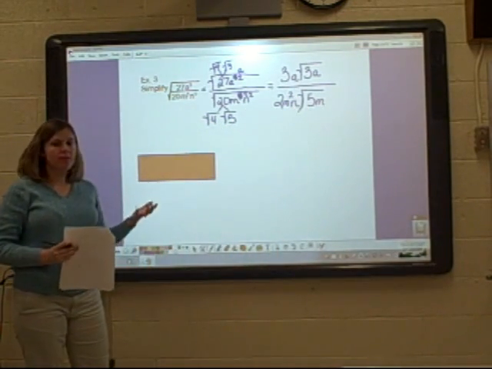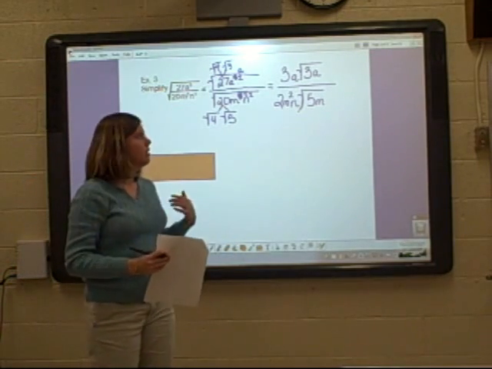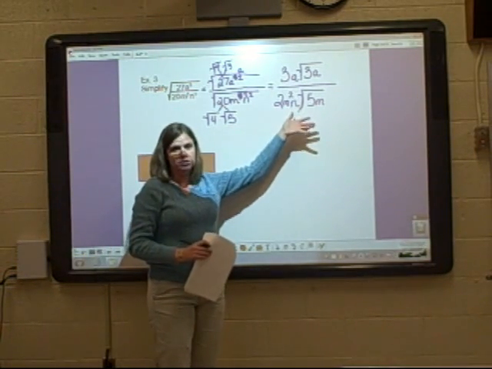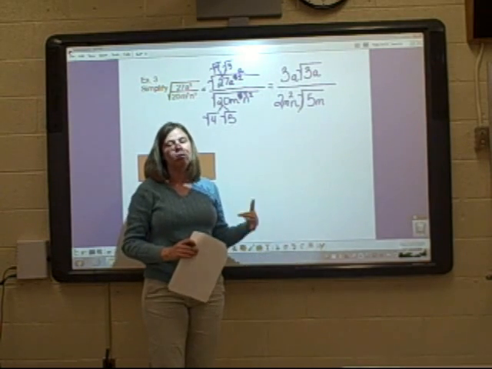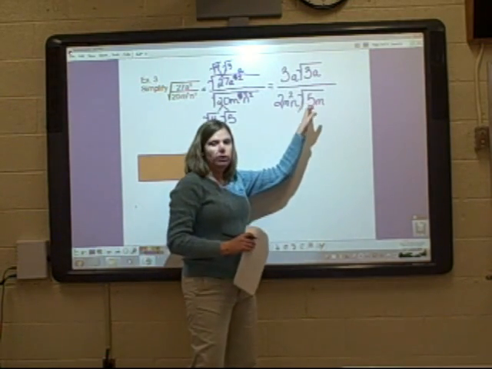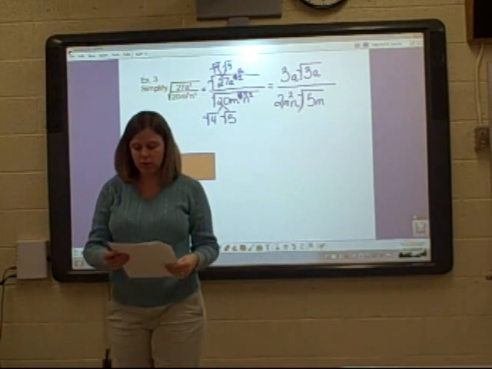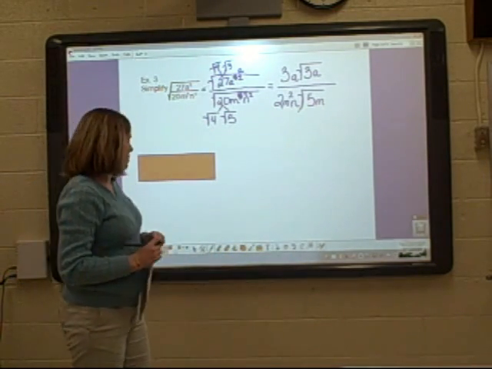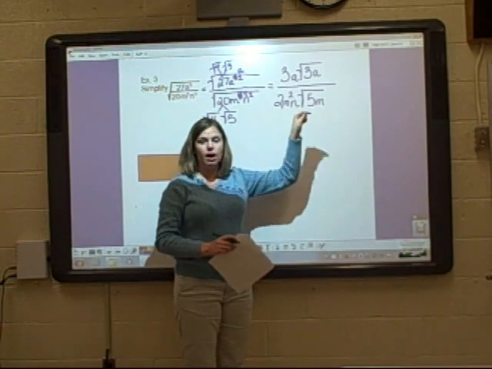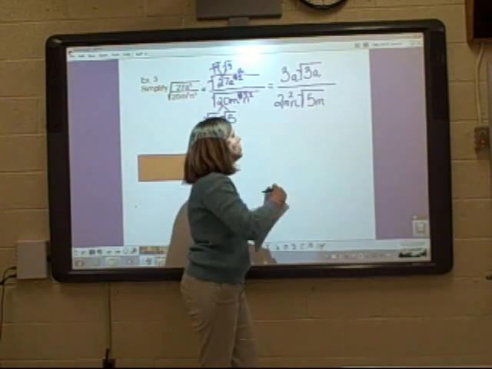Okay, from there, nothing cancels, nothing reduces. And most people would think, okay, that's my final answer, that's as simplified as I can go. But I still need to do one more thing. I cannot leave a radical in the denominator. So now I have to go through and I have to rationalize my denominator. To rationalize my denominator, I'm going to take the top and the bottom times the square root of 5m.